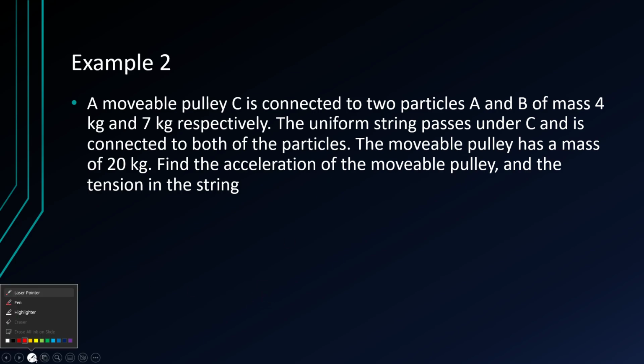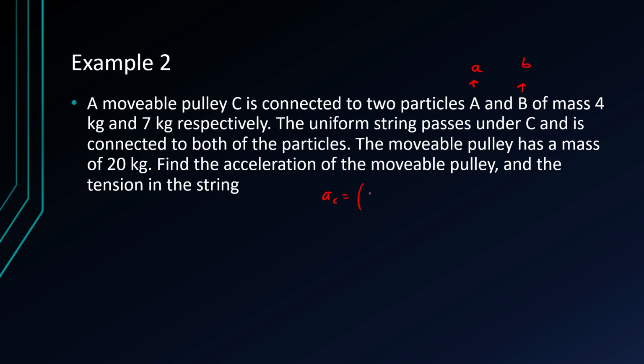So, just to be clear before you go ahead and try this problem, let the acceleration of one of the particles, say A, be little a. For particle B, let its acceleration be little b, and therefore the acceleration of C is the average of these two accelerations. So just keep that in mind before you start trying the solution. When you're ready, come back and see the actual solution.